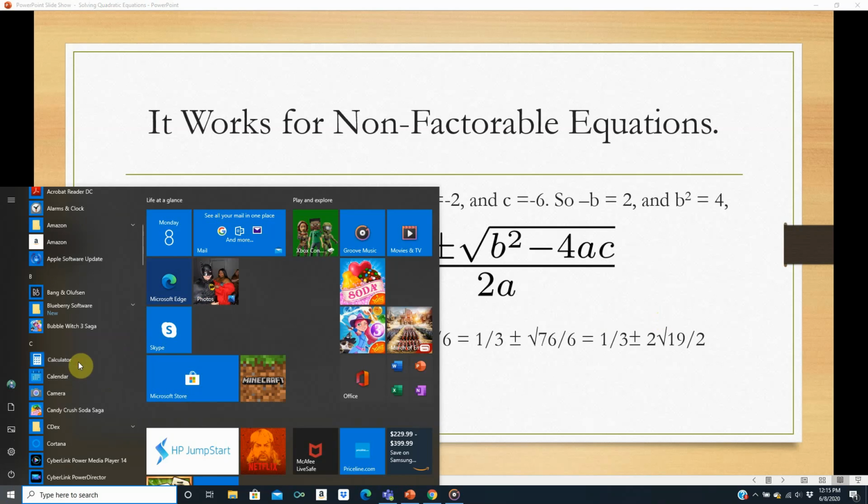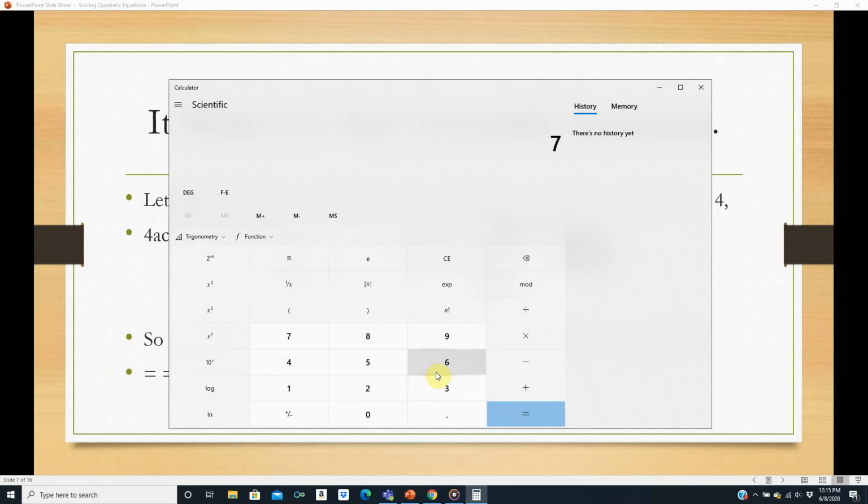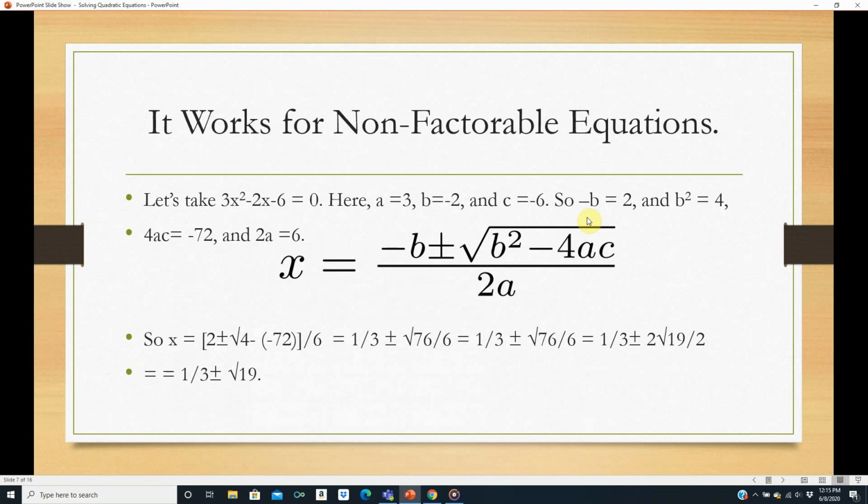Okay, calculator. We can divide 76 by 4 and you get 19. Since we know that the square root of 4 is 2, that just ends up being 2 square root of 19. Since it's 2 square root of 19 over 2, I know there should be parentheses here since I'm writing it out like this, but there's not, so just know that the 2 and the radical 19 are on the top. These 2's, on the top and the bottom, cancel out, become 1. So you just end up with equals 1/3 plus or minus root 19.